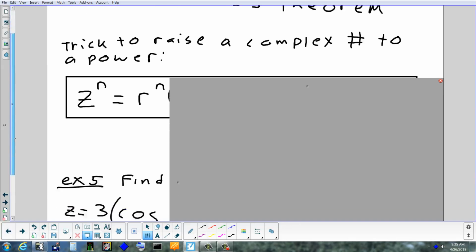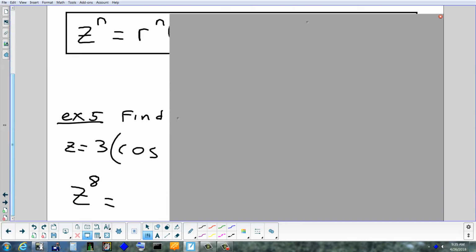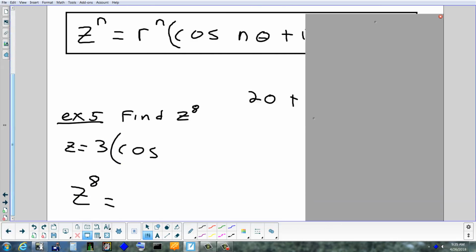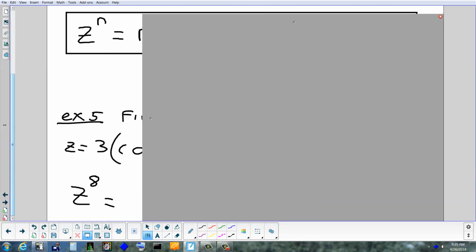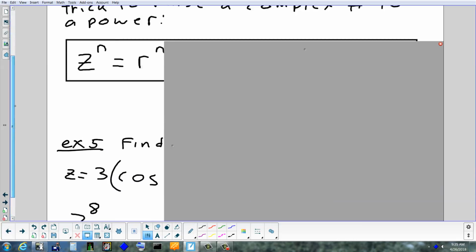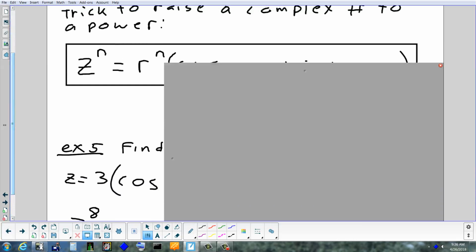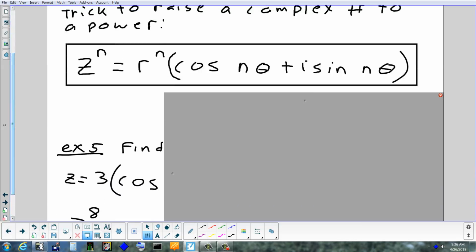So in an actual problem, they'll give you a radius, and they'll tell you the power they want you to use. Okay? So take your radius, raise it to the power, take your angle, and multiply it by the power. And that takes the place of all the foiling you would have to do, which could get pretty bad if the exponent was high enough.